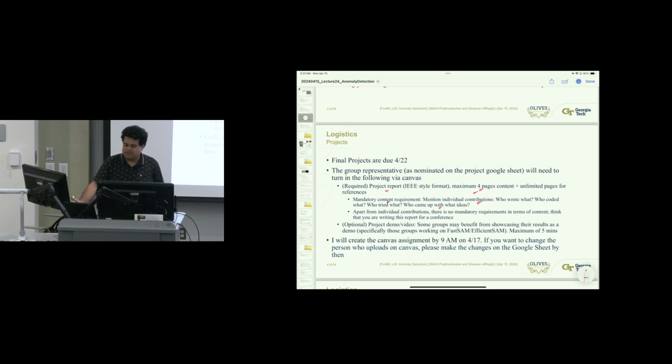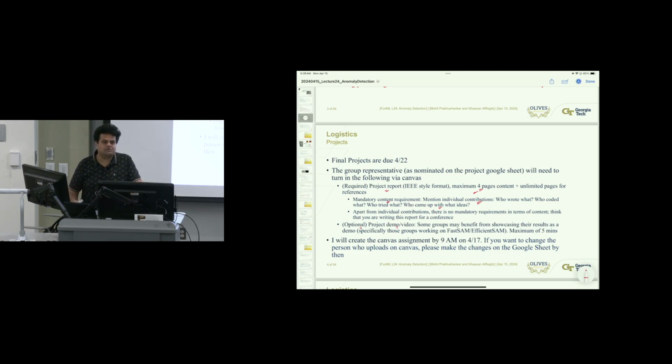Some groups who are working on FastSAM and EfficientSAM, for instance, could benefit by adding a project video or demo. In fact, that might be the easiest way to show your results. Instead of putting in a bunch of results and tables, if you're able to show us in a demo, okay, before it was like this, we did this work, and because of that, our throughput or latency has increased or decreased by X amount. The best way to show that would be a demo or a video. You're more than welcome to do that as well. But of course, this one is going to be optional.